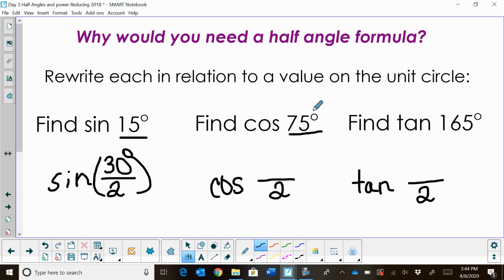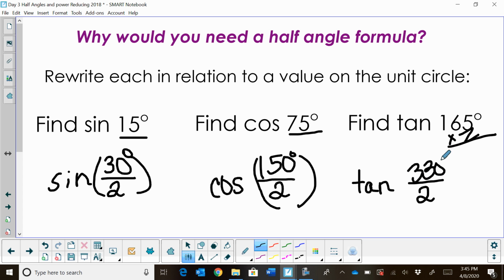Let's say you're trying to find the cosine of 75. Again, 75 is not on the unit circle, but if I double that to 150, we know that is on the unit circle. So I can rewrite cosine of 75 as cosine of 150 over 2. And then a tangent situation: you've got 165. Again, that's not on the unit circle, but if we double it, we get 330 degrees, and we know 330 is a value on the unit circle. So all you're doing is rewriting the angle in relation to a value on the unit circle.